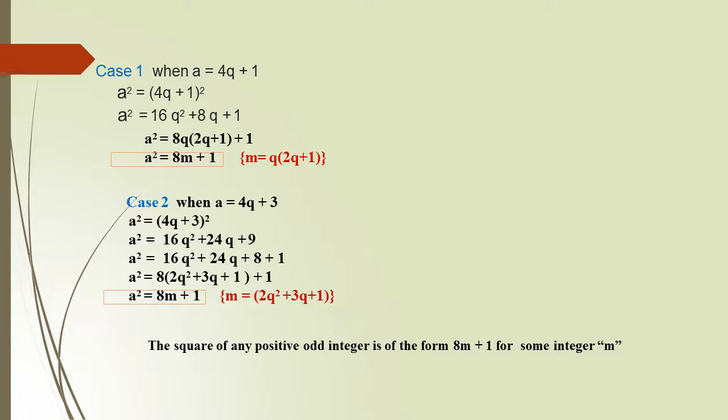Now a square becomes, when we take 8 common, 2q square plus 3q plus 1. We take them together and we leave plus 1 separately. So it becomes 8m plus 1, and the variable m has the value 2q square plus 3q plus 1, where m is any positive integer. So the square of any positive odd integer is of the form 8m plus 1 for some integer m. Had it been an even integer, we would have got a different answer.